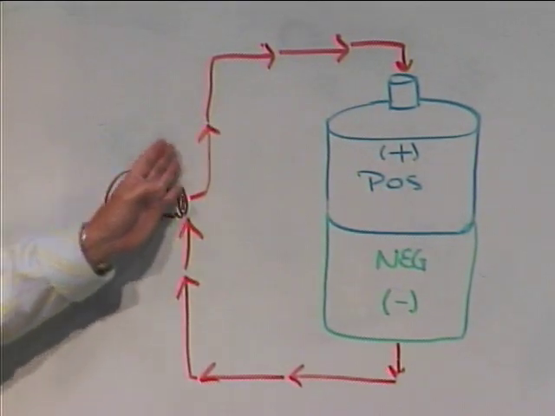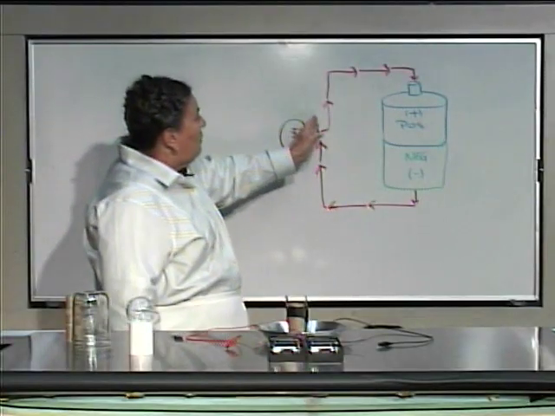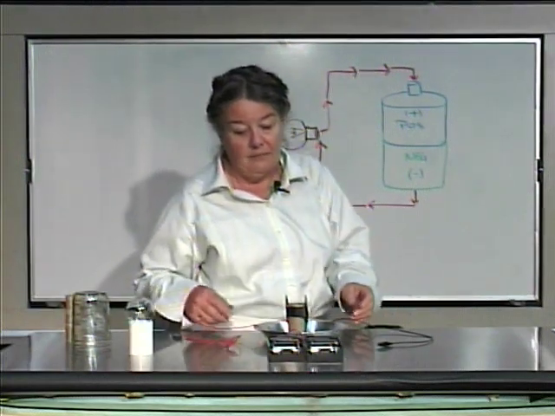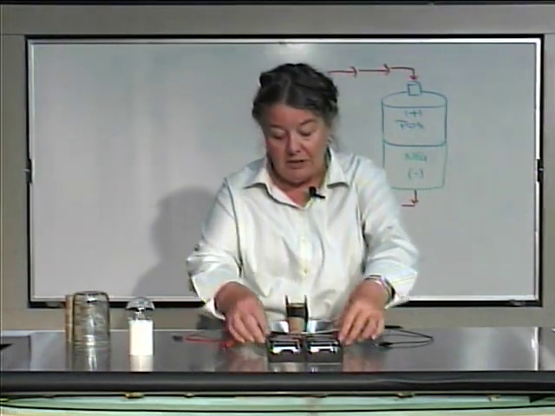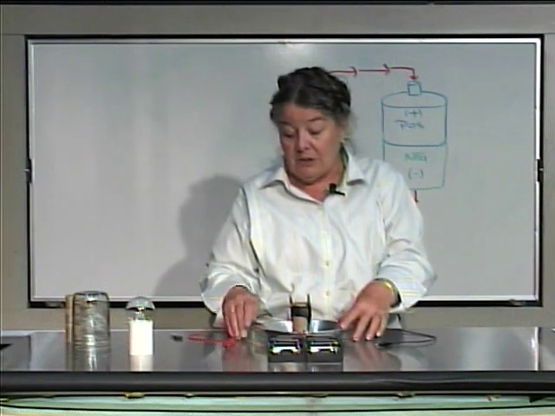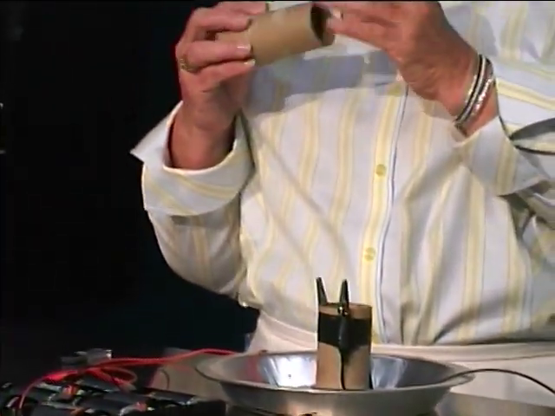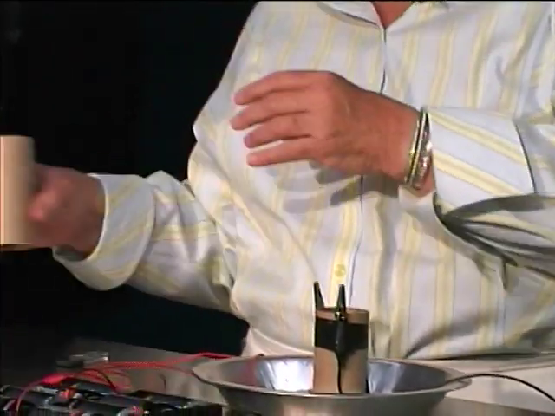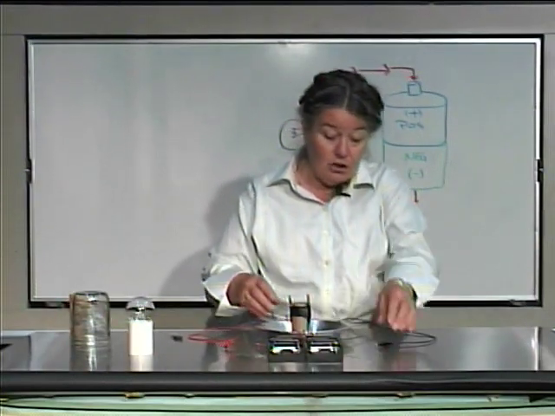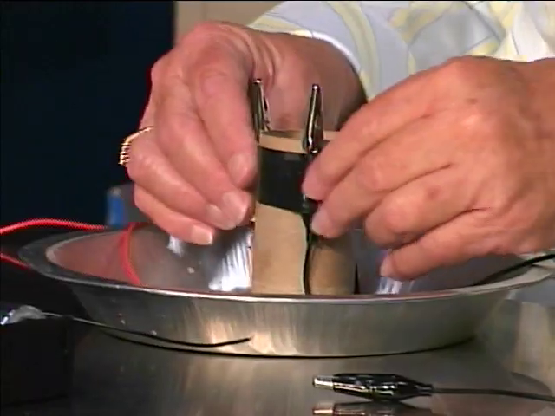The flow, which is called the current, runs through our light bulb, creating heat in the filament. So we have our batteries hooked together, ready to go. We're using a pie plate in order to protect our work surface. I have a piece of 3 inches of paper tubing, which I've hooked 2 alligator clips to using black electrical tape.